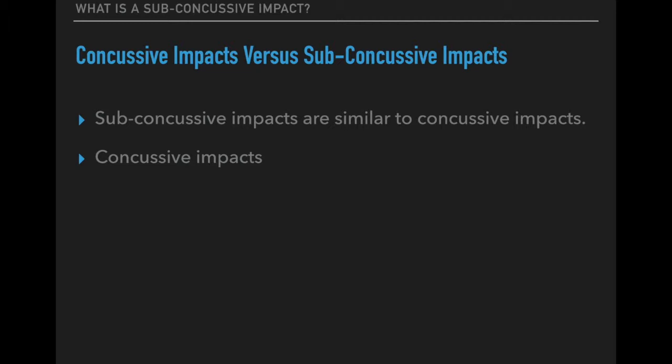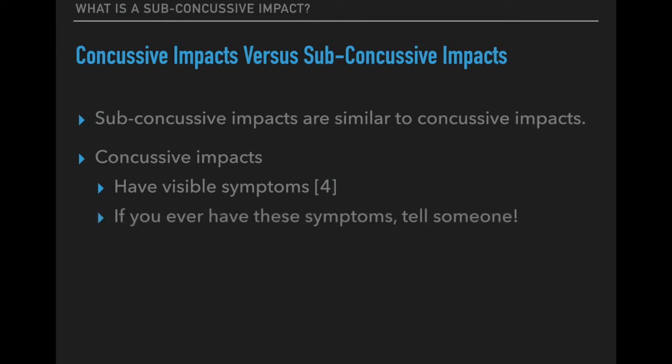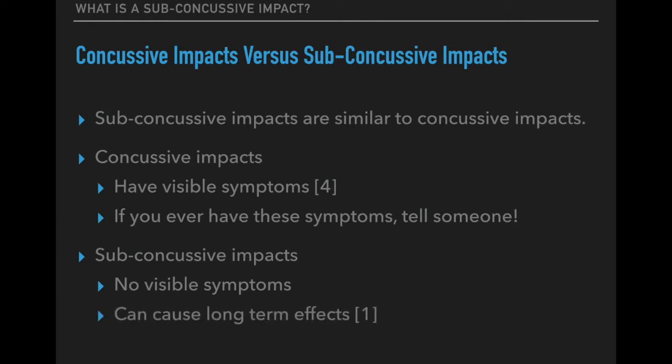For a concussion, there are some visible symptoms. These include difficulty thinking clearly, feeling slow, or having bad vision or blurry vision. You might have some mood problems or trouble with sleep. If you ever have any of these symptoms, please tell somebody. It's important that you get the proper treatment so you can get back to your best self. So subconcussive impacts. They don't really have any real symptoms and can even come from relatively minor hits. The main dangers surrounding these are long-term effects.